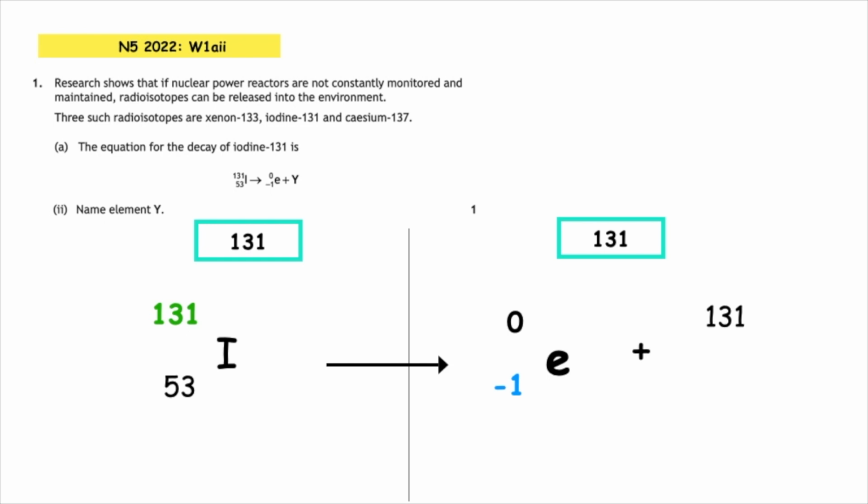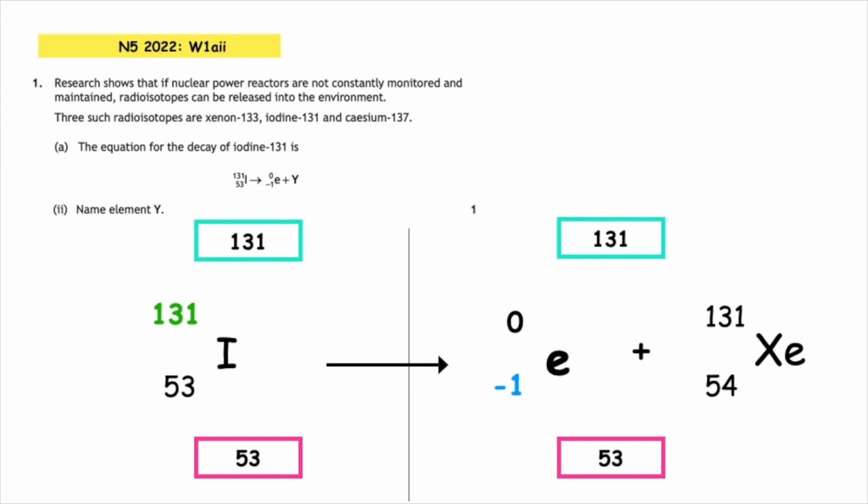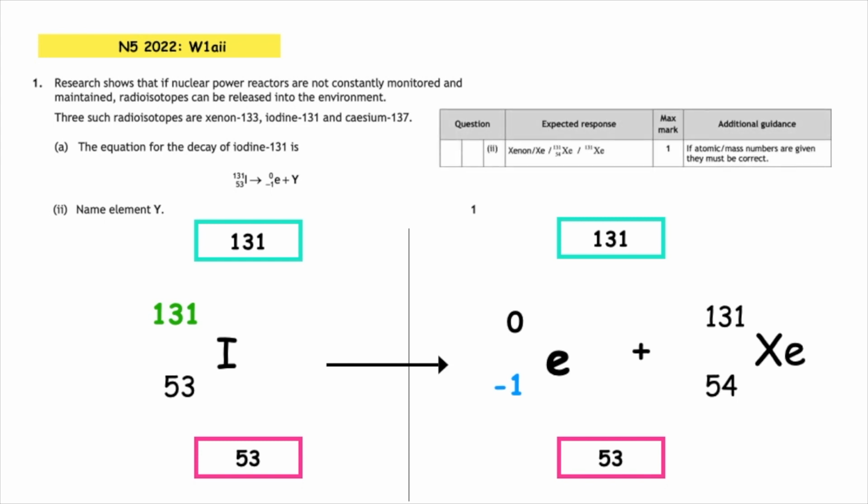The bottom line on the reactant side gives us a total of 53, which means on the product side, we also have to have a total of 53. Minus 1 plus what gives us 53, that would be 54. And when we look up that element in the periodic table, the chemical symbol for this is Xe for xenon.